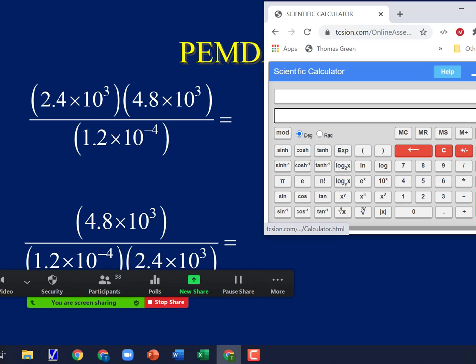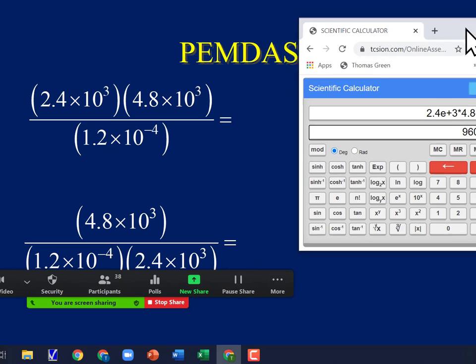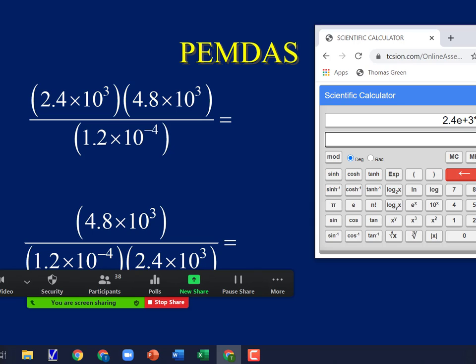So 2.4 EXP 3 times 4.8 EXP 3 divided by 1.2 EXP 4 negative equals. I get a really big number, but I'm going to write it as 9.6 with 1, and I'm going to move the decimal point 1, 2, 3, 4, 5, 6, 7, 8, 9, 10 times.